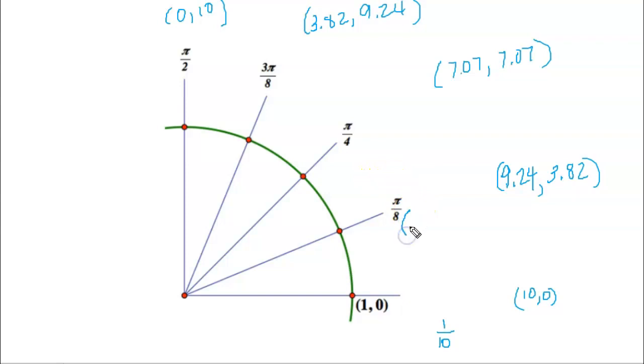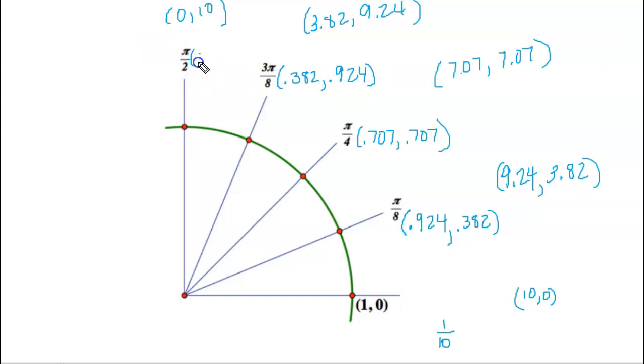We get that this point is (0.924, 0.382), this one is (0.707, 0.707), this one is (0.382, 0.924), and (0, 1). So we're still using that same proportionality concept that we had yesterday. Yesterday we were finding 20 foot, so we multiplied everything by 2. When we found 40 foot, we multiplied everything by 4. Now we're going smaller, but it is still proportional, so we can figure out what those points are using that same concept.